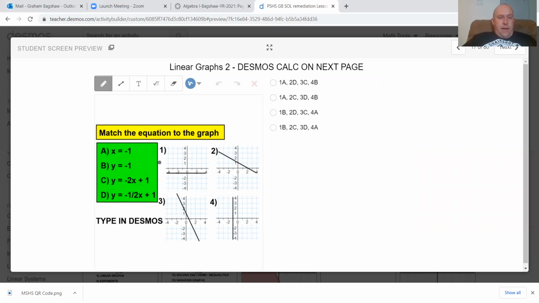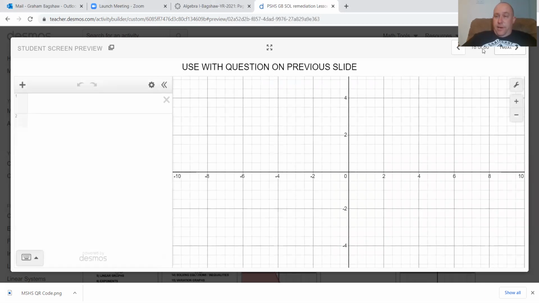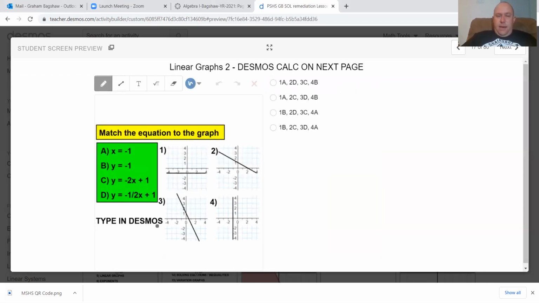Match the equation to the graph. So I think the easiest way in Desmos is type in each one, look and see what graph it gives, find the picture, and then you can actually match them up with each one. There is a Desmos calculator here, so you could actually try that one. And I'm going to leave that one as it literally is just typing and copying.